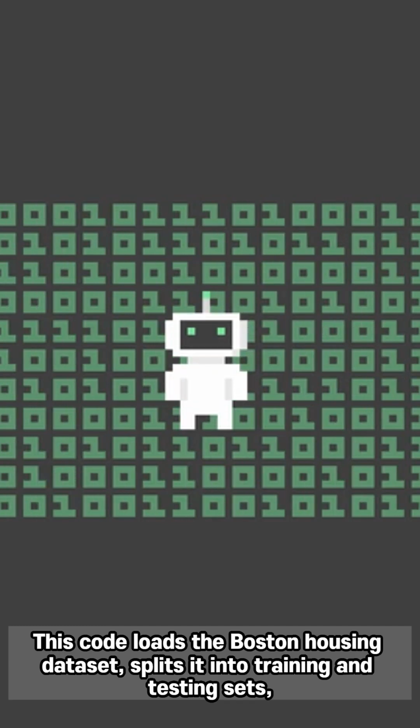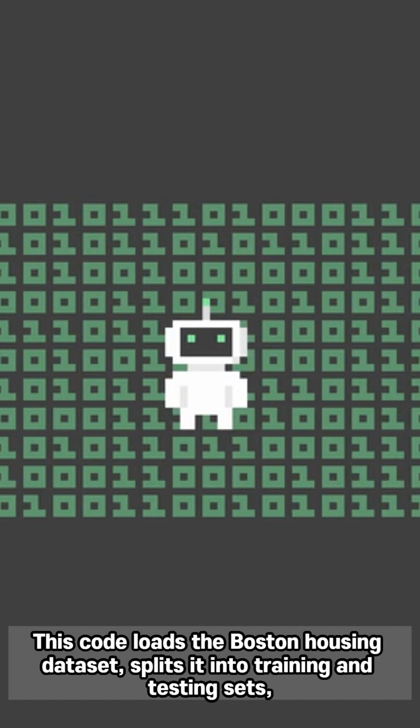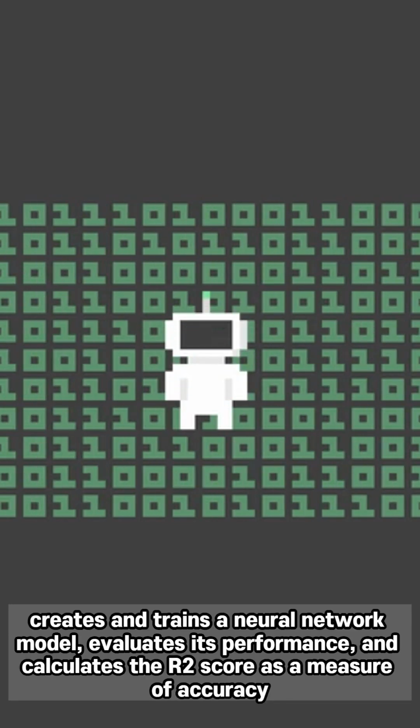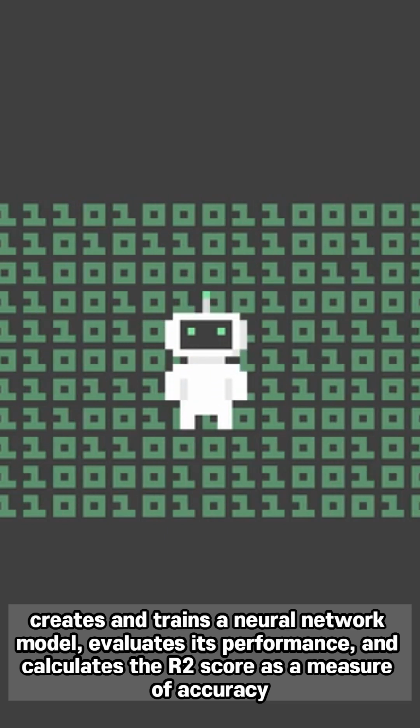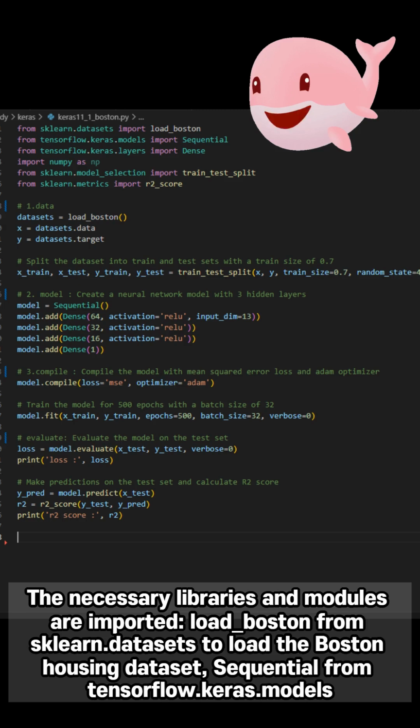This code loads the Boston housing dataset, splits it into training and testing sets, creates and trains a neural network model, evaluates its performance, and calculates the R2 score as a measure of accuracy. The necessary libraries and modules are imported.